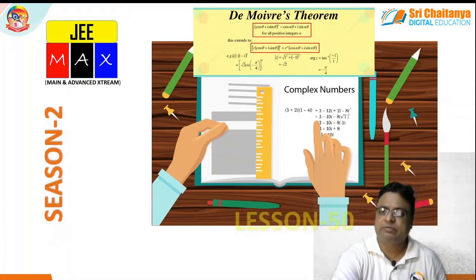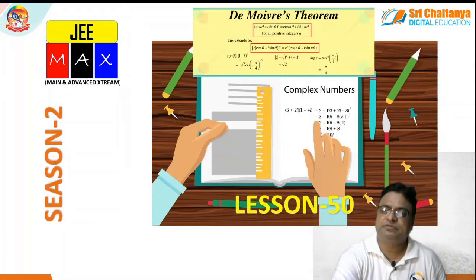In season number 2, we are completely concentrating on a particular lesson which is very, very important for both JEE Mains as well as Advanced examination. After complex numbers is 1, so far we have completed successfully 49 lessons in complex numbers. The last 10 lessons and the problems from the last 10 lessons are exclusively from De Moivre's theorem, and it is also part and parcel of the complex numbers.